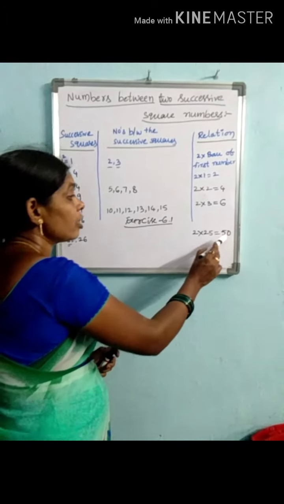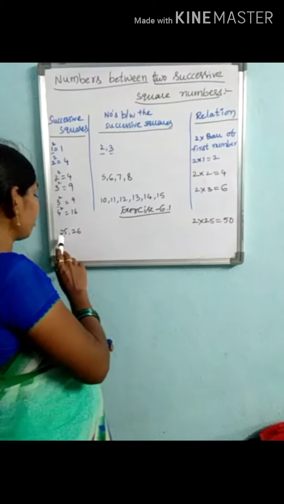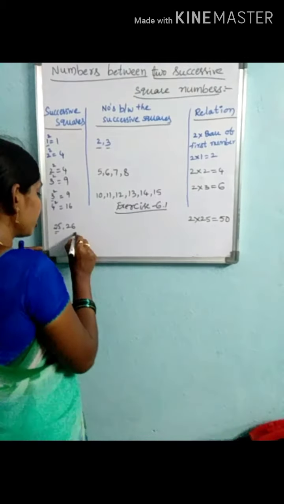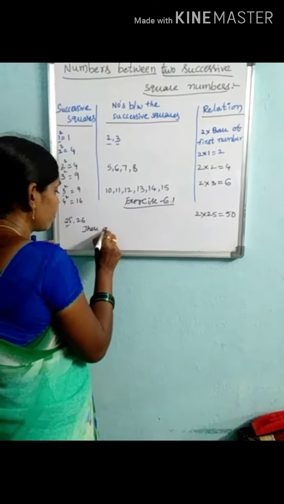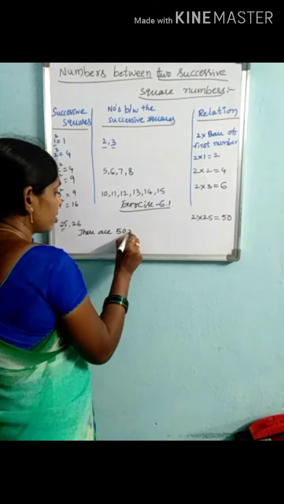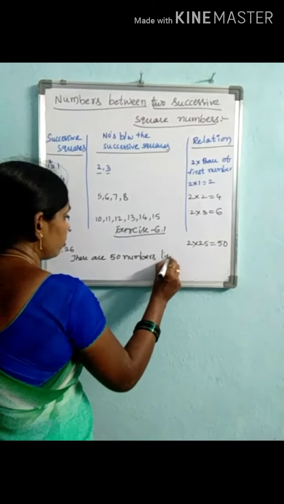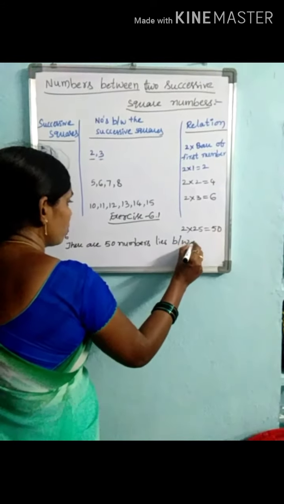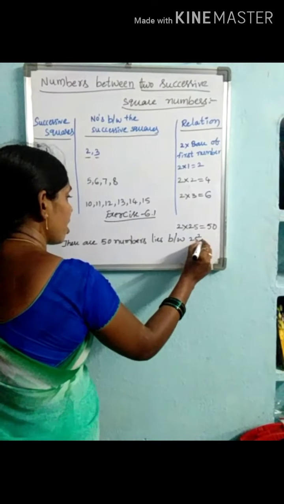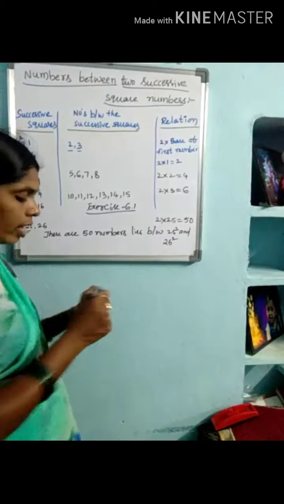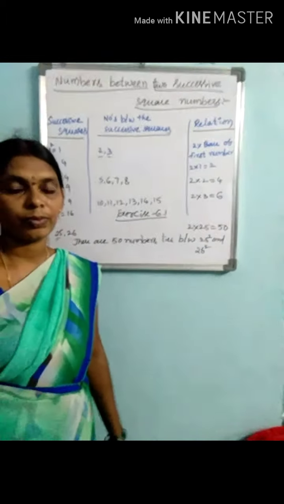So there are 50 numbers that lie between 25 squared and 26 squared. What do we have to write here? There are 50 numbers that lie between 25 squared and 26 squared. Okay. Thank you.